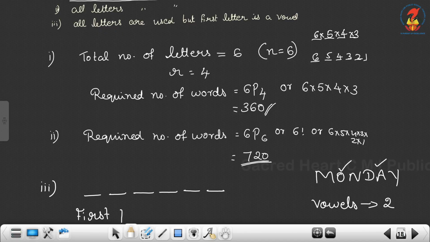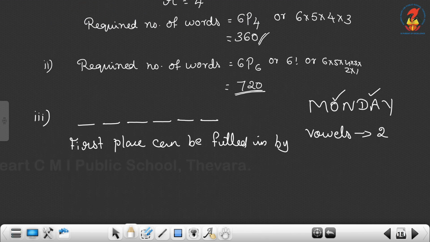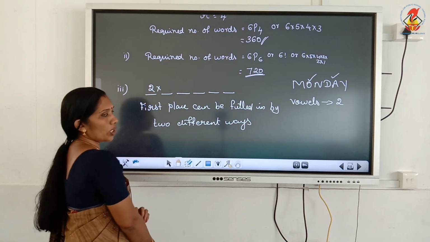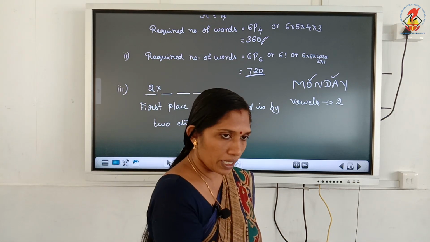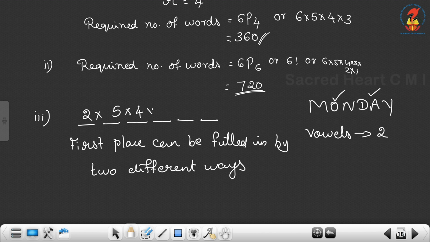First place can be filled in by 2 different ways, by any of the 2 vowels O and A. So first place by 2 ways. Total we have 6 letters. So 1 is in the first place. Then remaining how many letters? Then 5, then 4, 3, 2, 1. Okay.